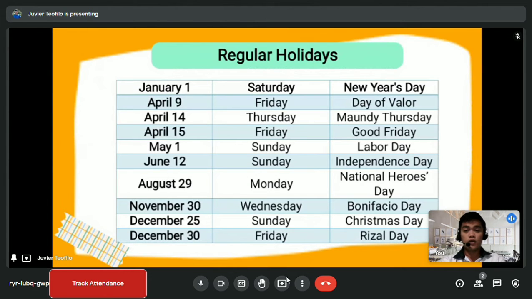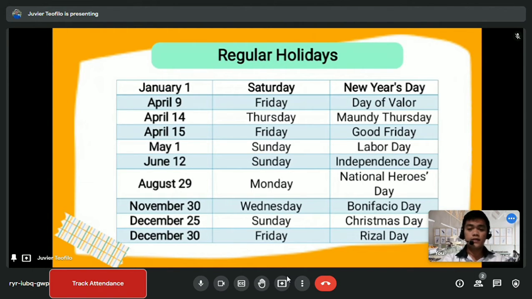On January 1, Saturday, we have New Year's Day. On April 9, Friday, we have Day of Valor. On April 14, Thursday, we have Maundy Thursday. On April 15, Friday, Good Friday. On May 1, Sunday, Labor Day.